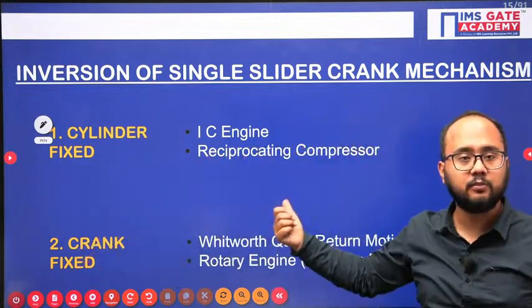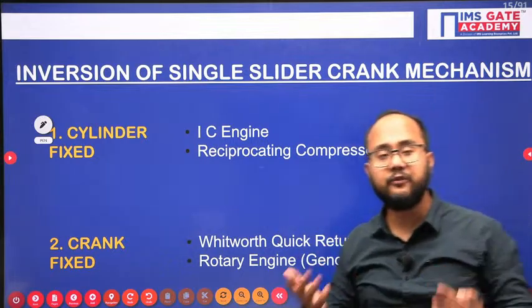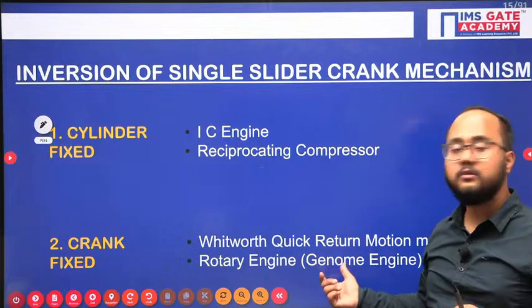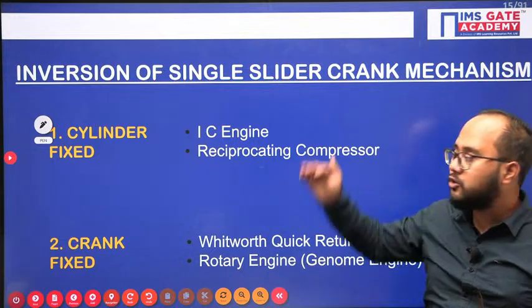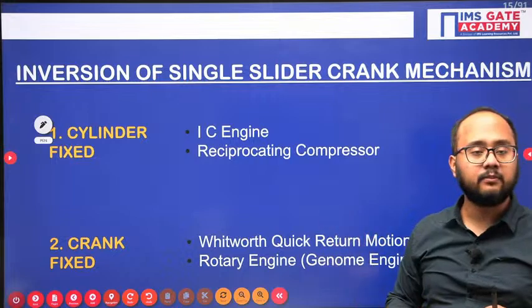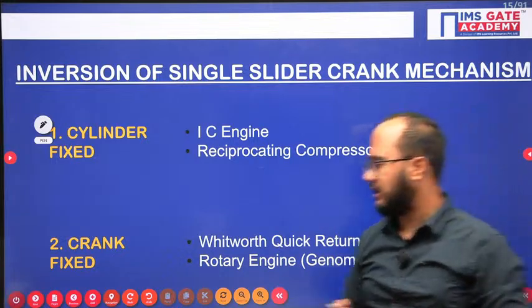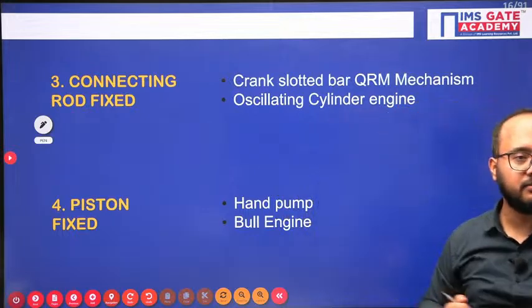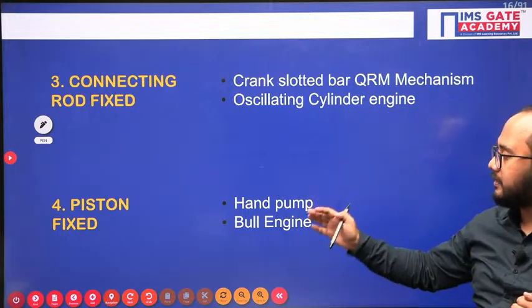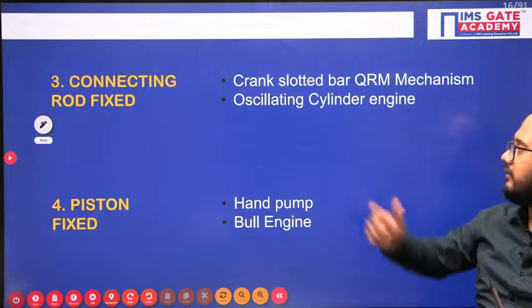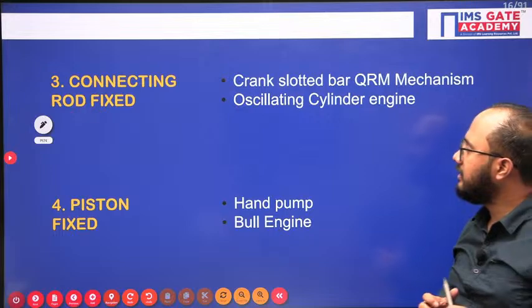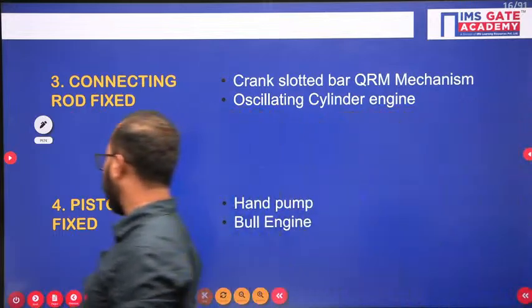Example, IC engine, reciprocating compressors. If I fix the crank, what will I get? Whitworth or rotary engine, which also has another name, Gnome engine. So we should know these mechanism names because it is important for our examination here. Okay. Similarly, connecting rod fixed, so crank slotted quick return motion mechanism. And if the piston is fixed, hand pump or the Bull engine we are having. Or in the case of the connecting rod, another name is oscillating cylinder engine. So these examples we should remember, right?